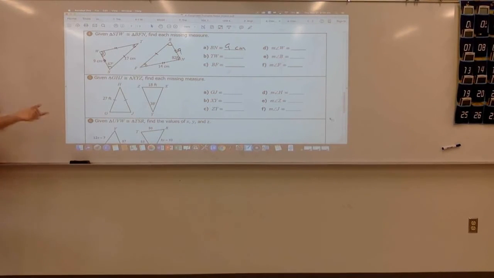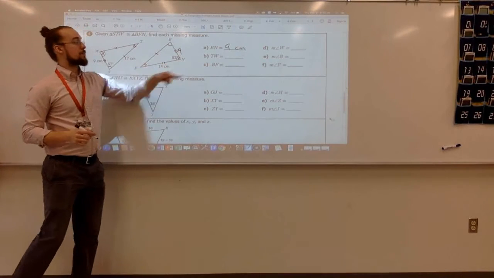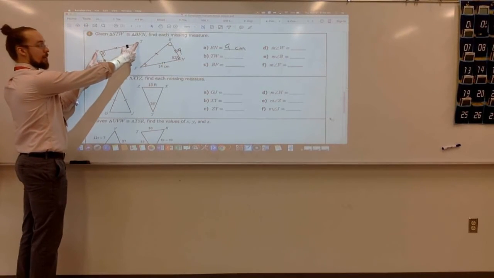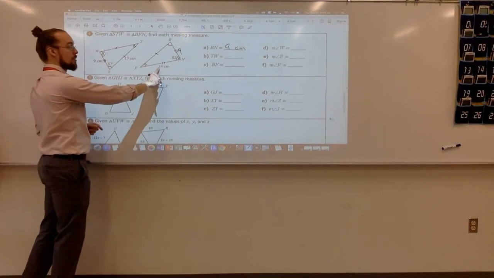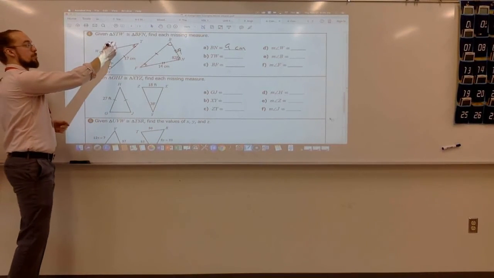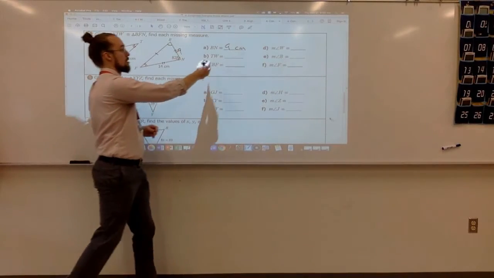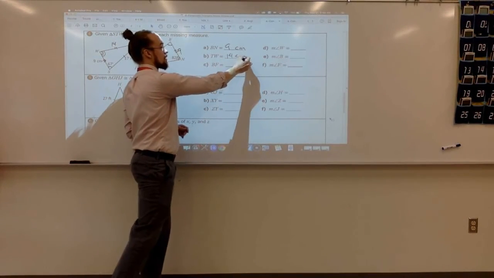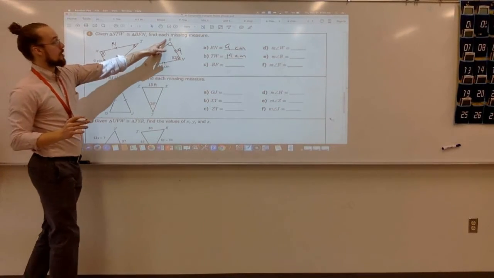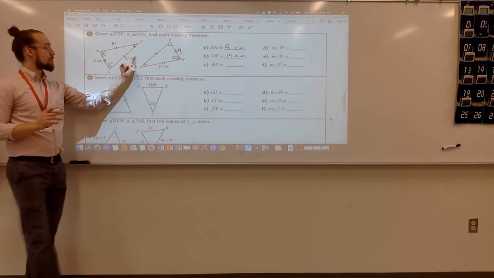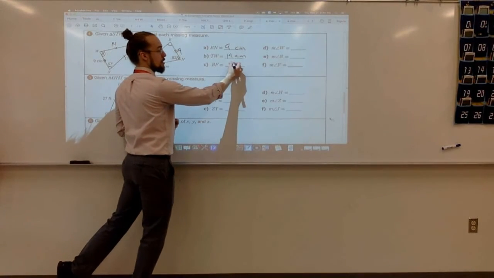Now, I want the length of TW. Well, I don't have that, but I know TW is the same as FN. So TW is going to be 14. Now I want BF. Again, I don't have that, but I know it's the same as TS, so 17.